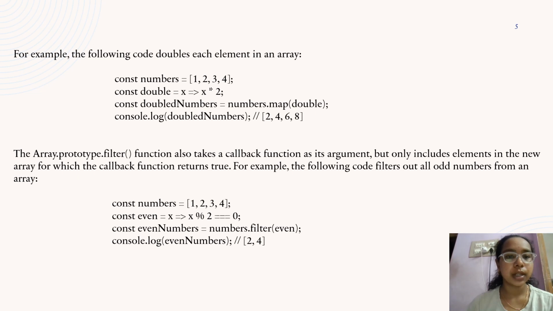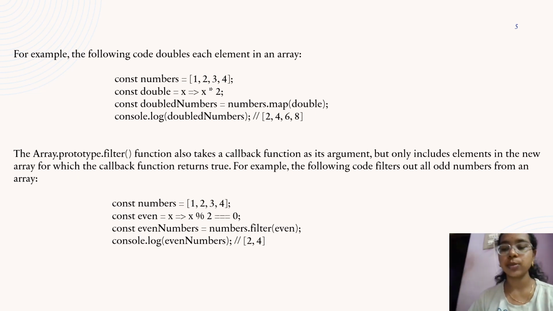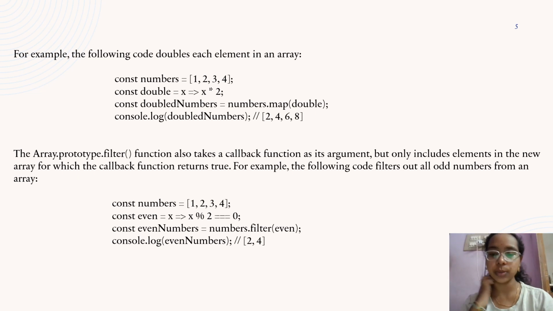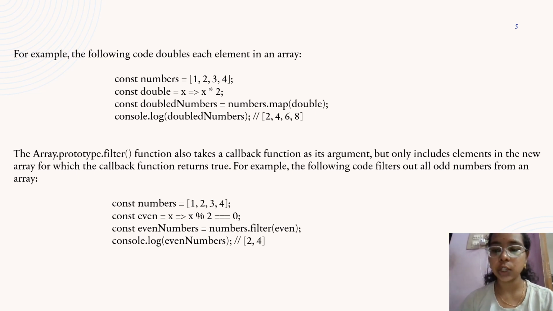For example, the following code doubles each element in the array. Let's see the program. Now the filter function also takes a callback function as its argument, but only includes elements in the new array for which the callback function returns true. For example, the following code filters out all odd numbers from an array.